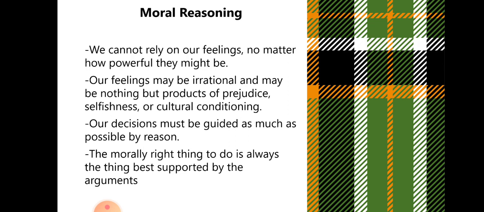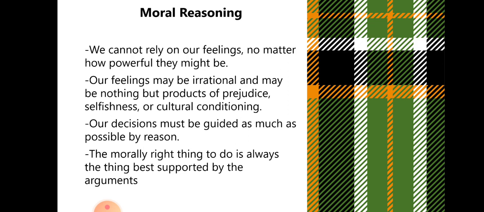Moral reasoning. We cannot rely on feelings, no matter how powerful they might be. Our feelings may be irrational and may be nothing but products of prejudice, selfishness, or cultural conditioning. So again, on this definition, if in deciding we only use our feelings, then that particular decision might not be good for both parties. What this definition is trying to tell us is that we should not rely on our emotions. We should base our judgment on who will benefit.